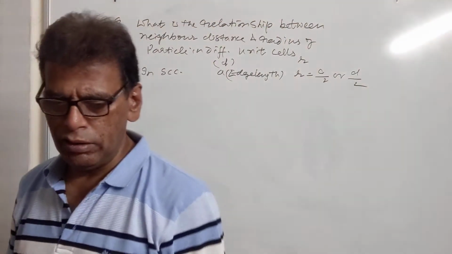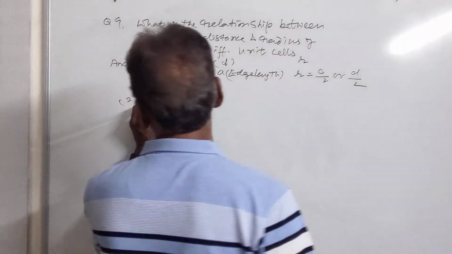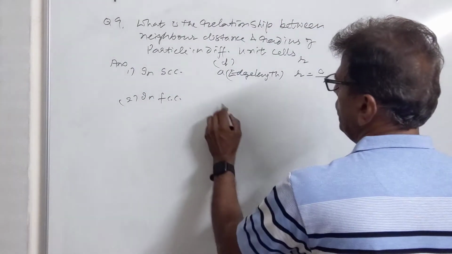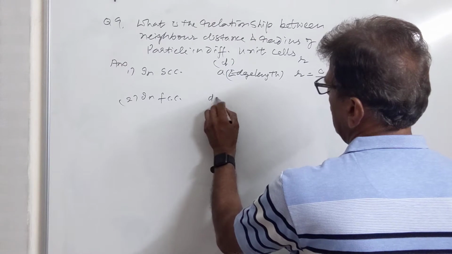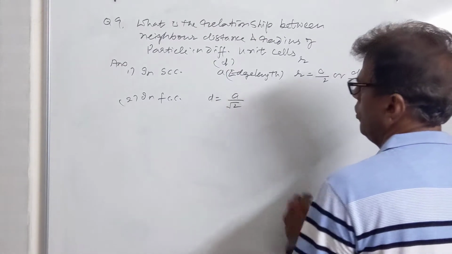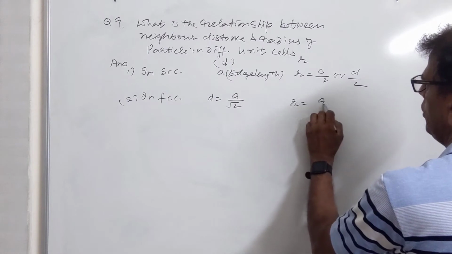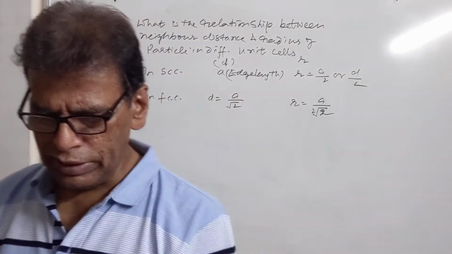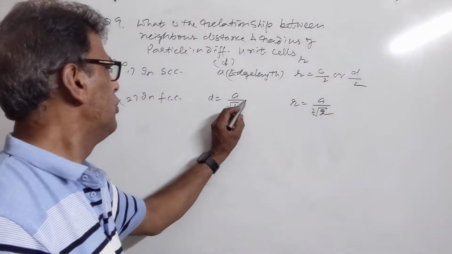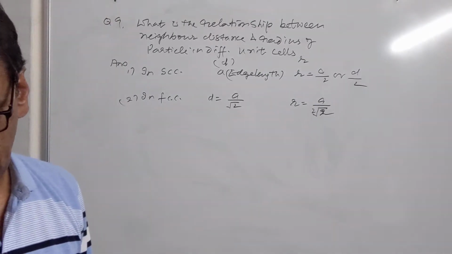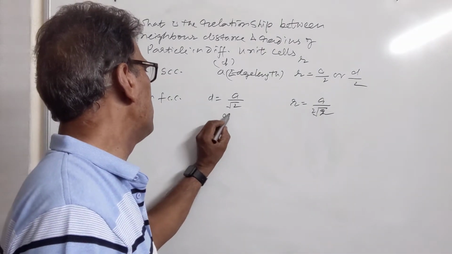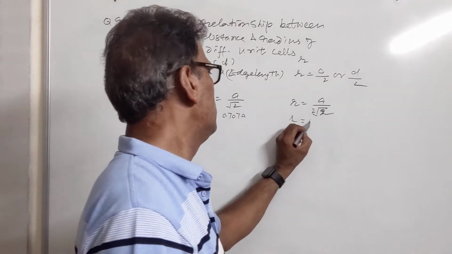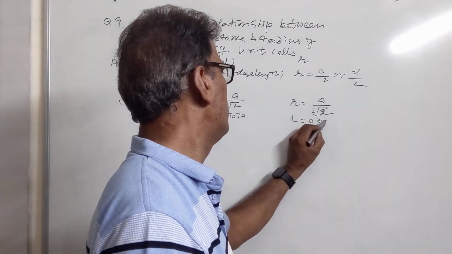Then after simple cubic cell we have face centered cubic cell. In FCC, the relationship between distance D is A by under root 2, or R is equal to A by 2 under root 2. This is for face centered cubic cell. We can solve it as 0.707A, and R as 0.3535A.